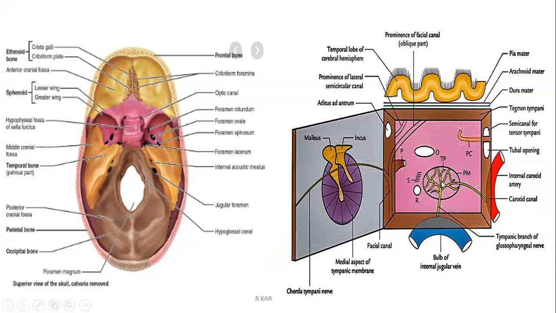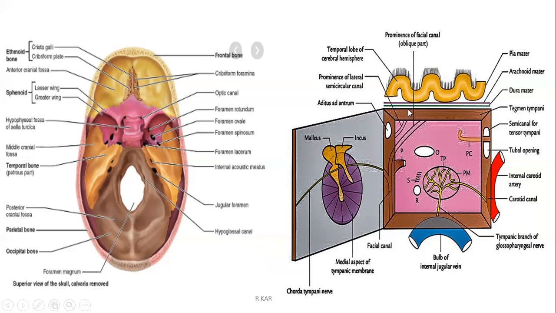Just imagine this picture. What is going to happen here? You have a cranial cavity and all that. After it forms the facial trunk, it descends downwards, and then it is going to be related to the medial wall of your middle ear.